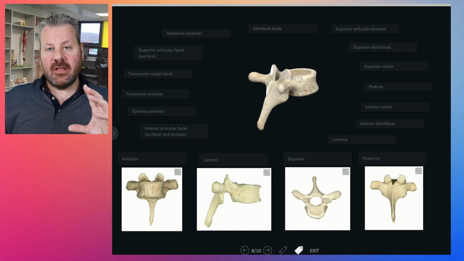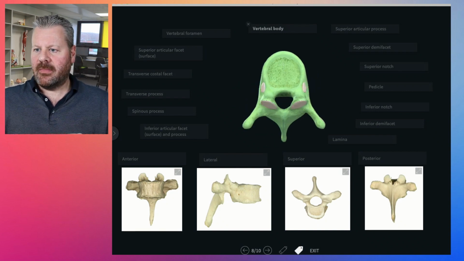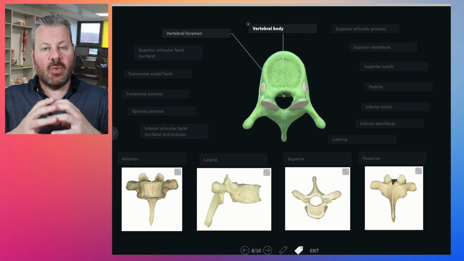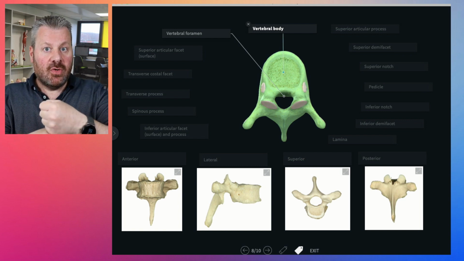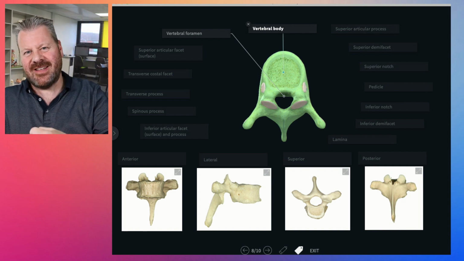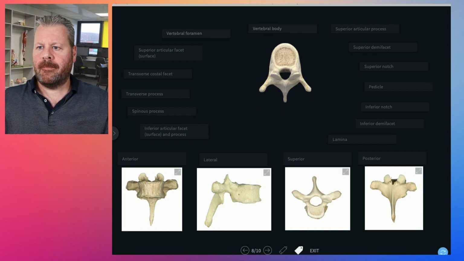Looking now at the thoracic vertebra, the vertebral body is starting to get larger. The vertebral foramen is starting to get a little bit smaller and more cord-shaped. So the spinal cord now is very much a cord. We've left the brainstem behind long ago, and now we're descending down through the thoracic vertebra to the end of the spinal cord.